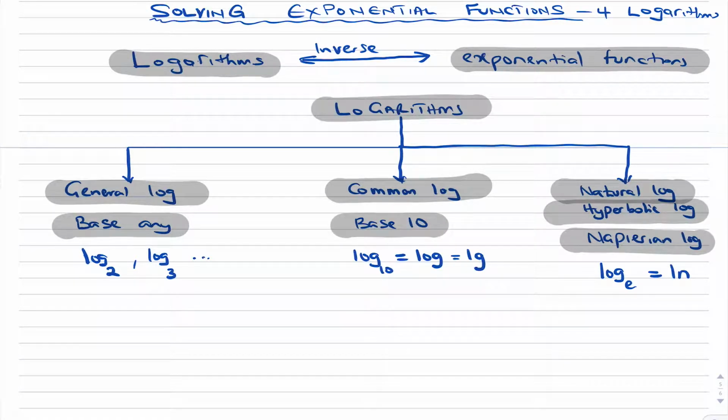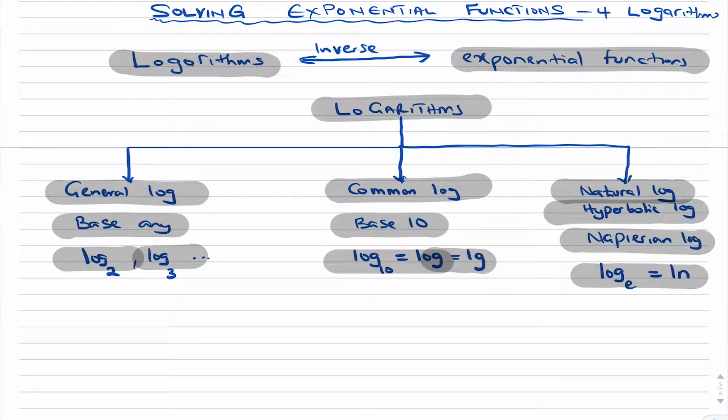Log of base 10 is the common log, and log of base e is the natural log. The log of base e is also called ln. ln stands for natural log. Log of any base is log of base 2, log of base 3, log of base 4, and so on. And the log of base 10 can also be written as log, or lg. So if you see lg or log, it actually refers to the common default for log of base 10.